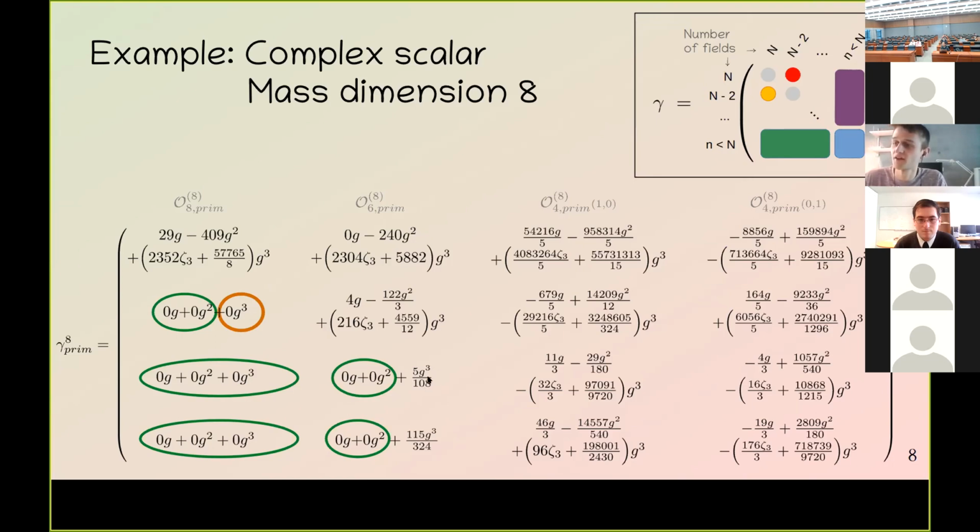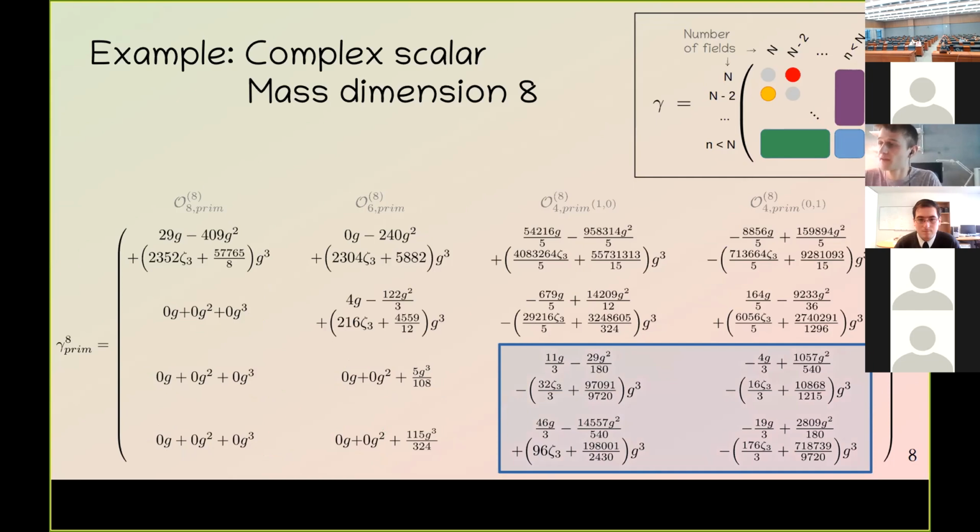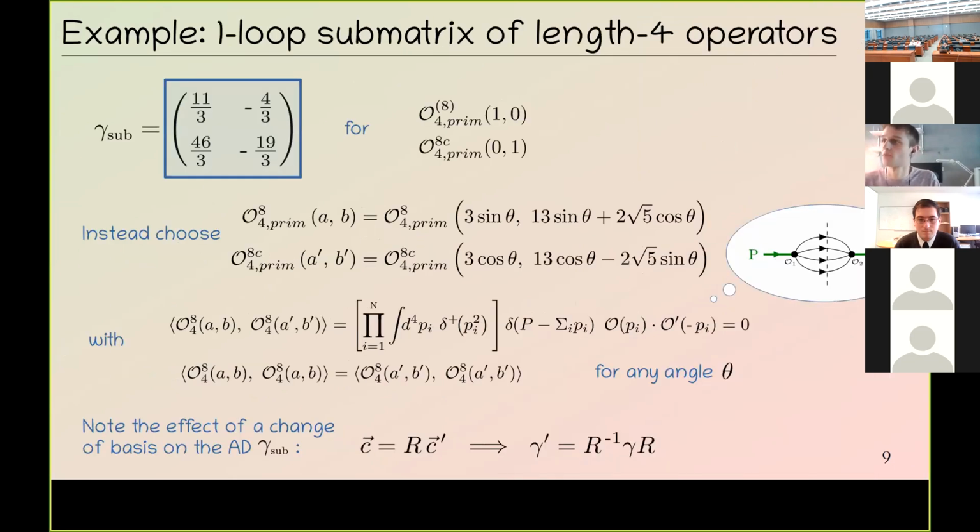And a similar entry here is non-zero. So again, this is particular only to the mixing of the 2 operators with the highest number of fields at a particular mass dimension. So for the rest of this talk, I want to zoom into this submatrix of the 2 primary operators of the same number of fields. And I will copy this matrix at 1 loop to this slide.